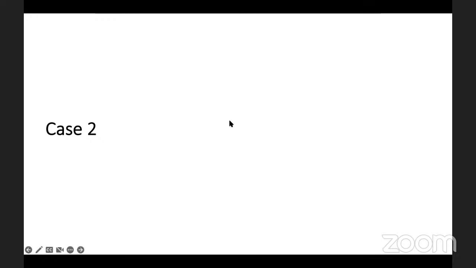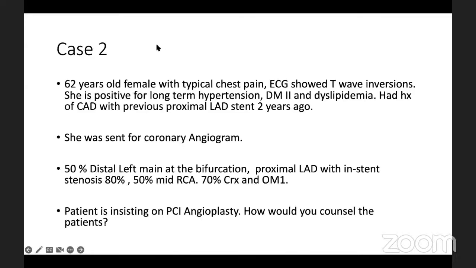Okay, we'll start with Ahmed. Yes, Doctor, I'm ready. Okay, sounds great. So how can I minimize this? Sounds good. Okay, so this is the case for you. You can read it. Yeah, sure.